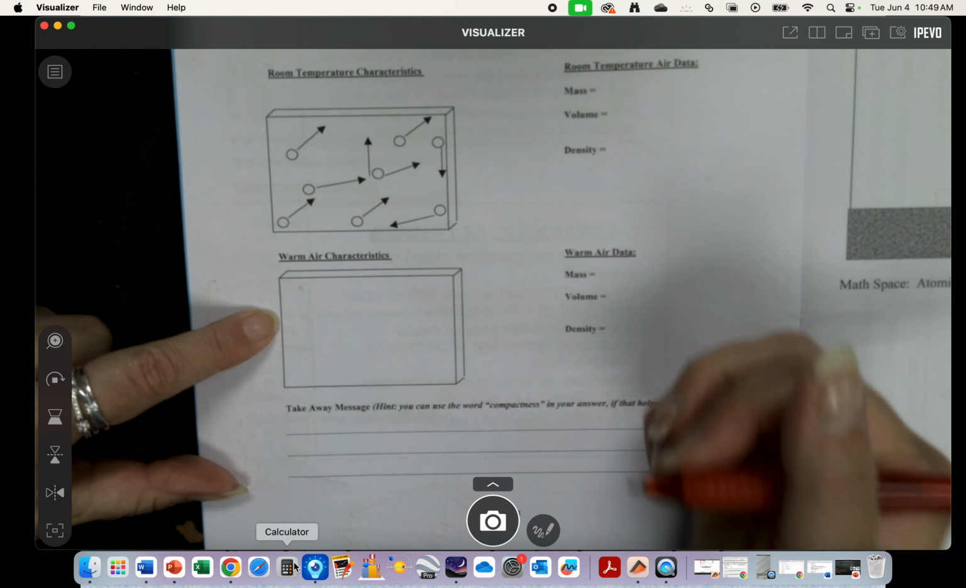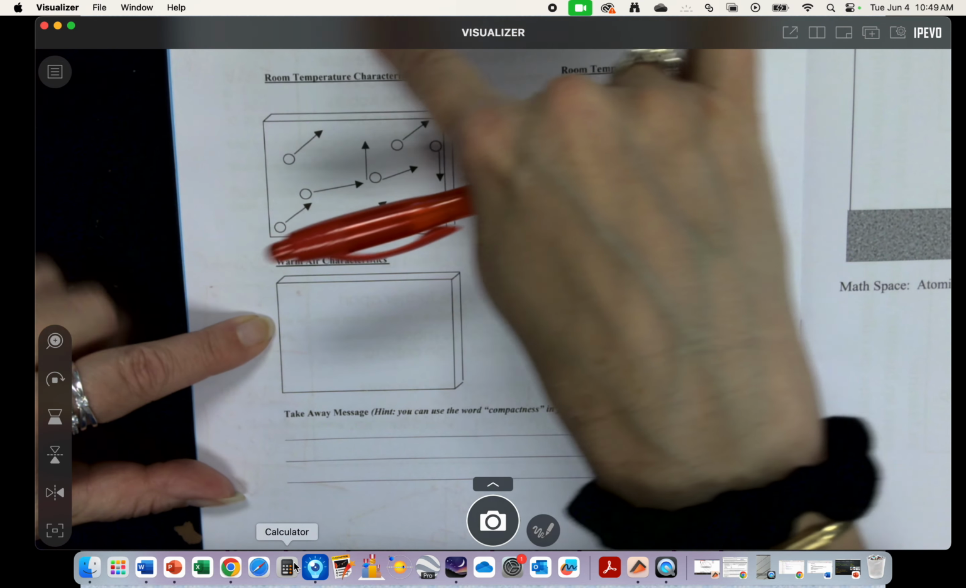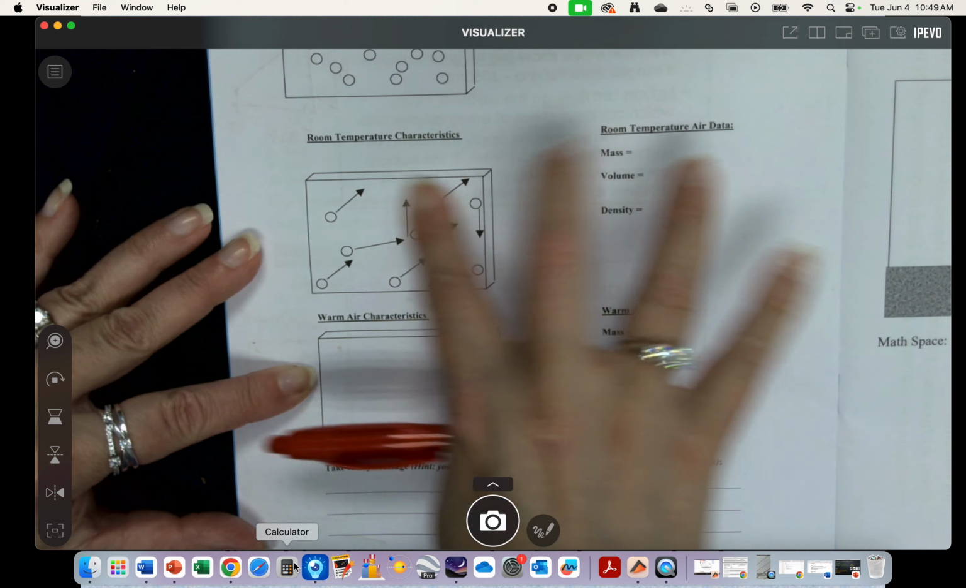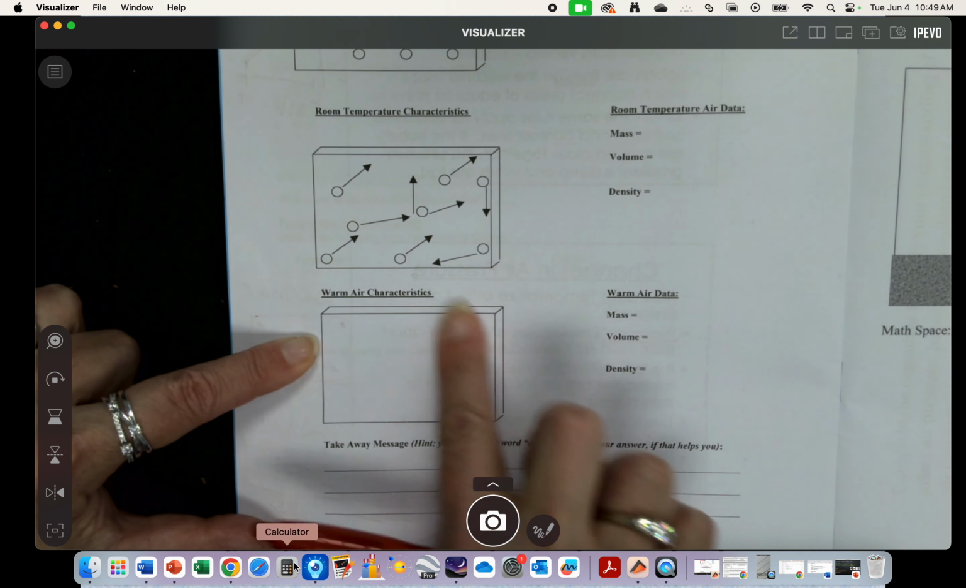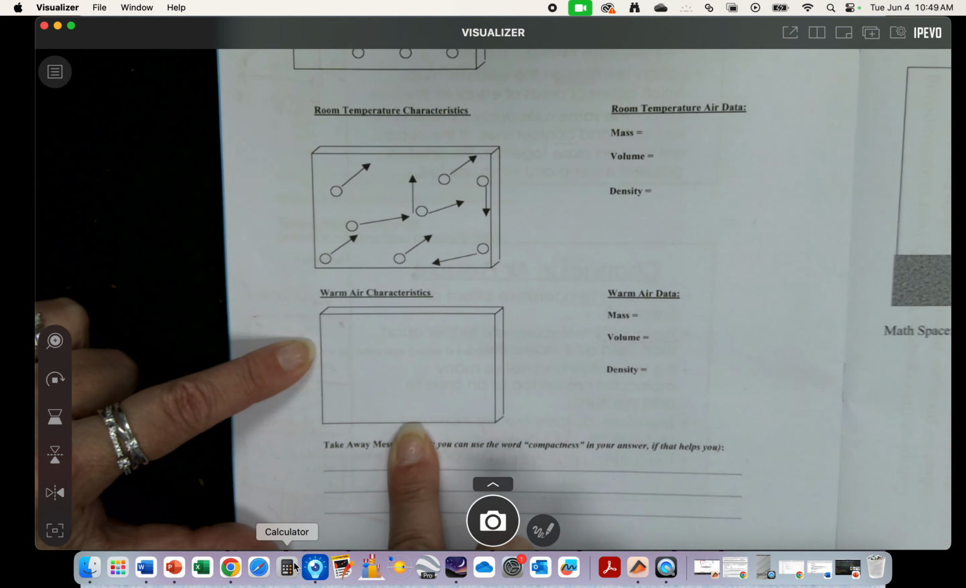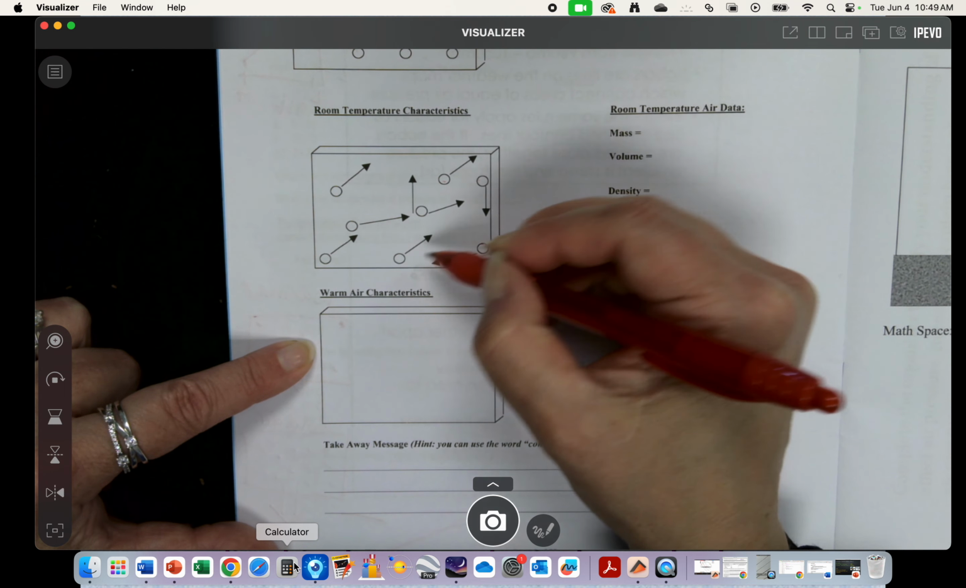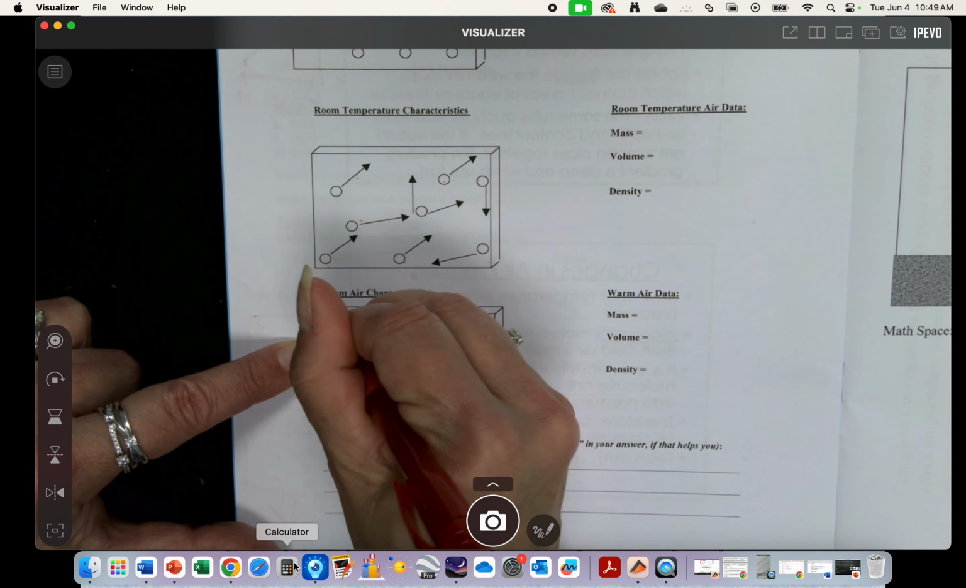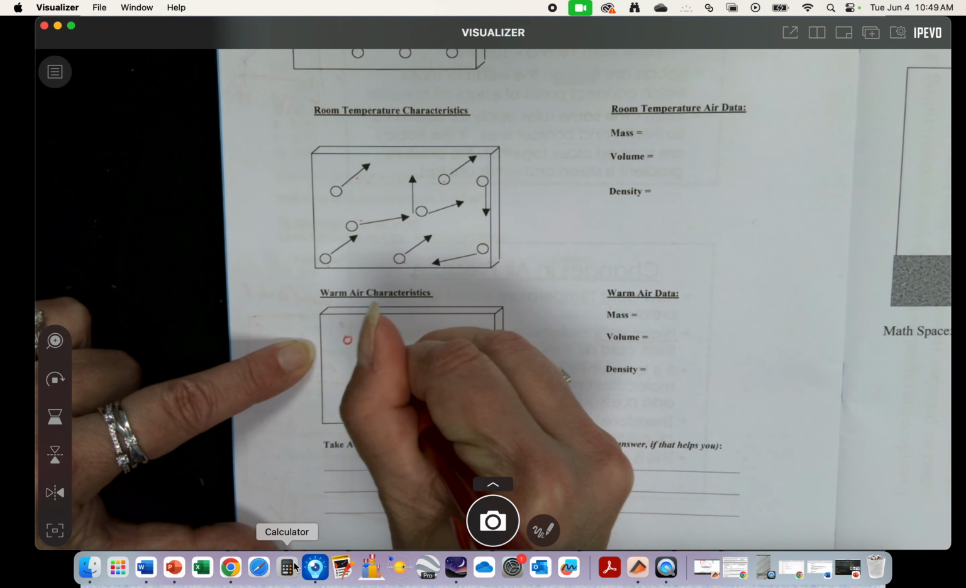What if the air is really warm? Here we have a lot of air molecules. Here there are fewer air molecules. What should we draw here? Even fewer. So we have, let's see, 1, 2, 3, 4, 5, 6, 7, 8 here. Maybe in the warm air we'll draw 5.